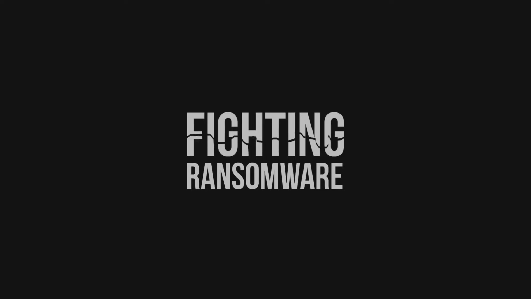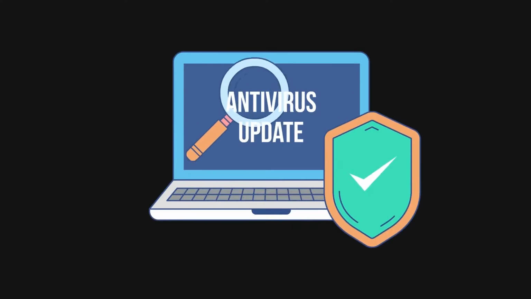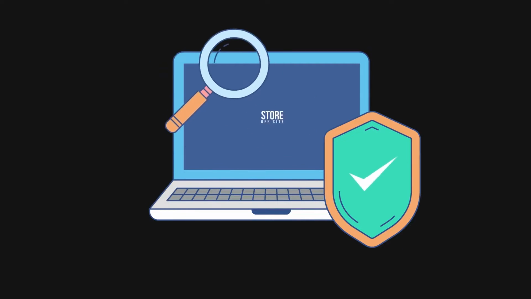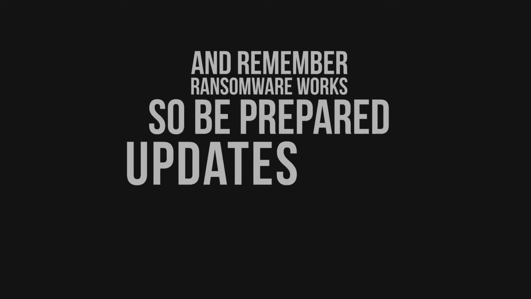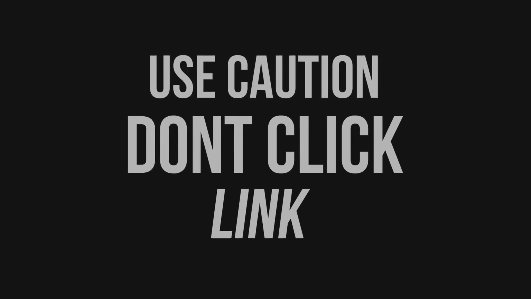And lastly, fighting ransomware. Keep antivirus software up to date. Scan regularly, back up regularly, and store off-site. Use caution when opening emails and attachments. Do not click on a link if you're not sure. And remember, ransomware works. So be prepared, update, scan, back up, use caution. Don't click on a link unless you have to.